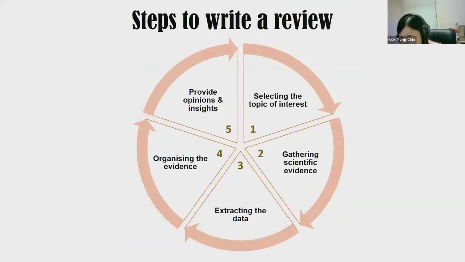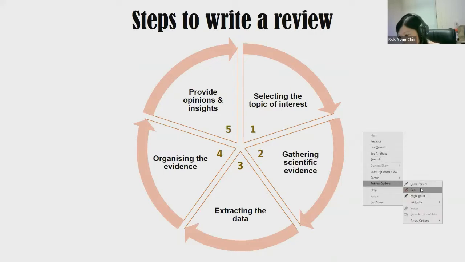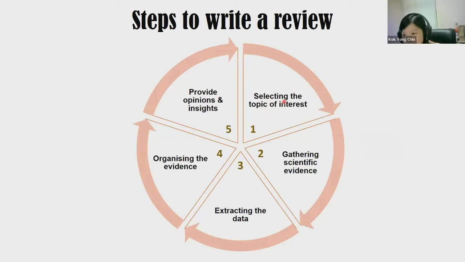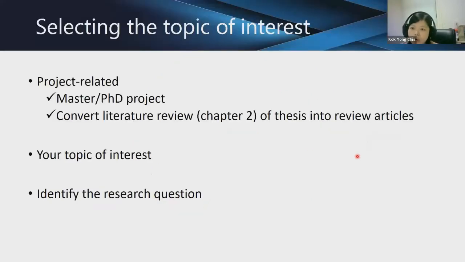Okay, so here are some of the steps to write a review. I summarize it into five important steps here. Firstly, select your topic of interest. Later I will go through this one by one myself. Secondly, you gather your scientific evidence. Thirdly, you extract the data. Fourthly, you need to organize the evidence. And fifth, you need to provide opinion and insights for your review articles. Okay, let's go through this one by one. For the first part, we're selecting the topic of interest.